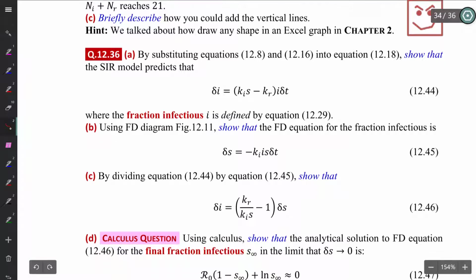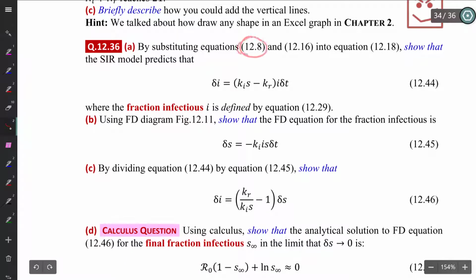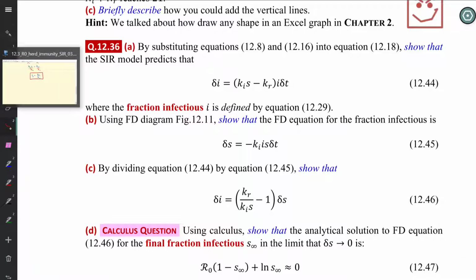just go through the algebra. So it says by substituting equations 12 and 16 into 1218, show that the SIR model predicts this. Alright, so we have, actually that one's really simple. So let's skip through A and B and we'll get to the last one because it's kind of a slightly unusual version of algebra. So part C, what we're going to do is we're going to divide one equation, the one up here that we got, and equation 1245, which is this guy. We're going to divide one equation by the other. So what does that mean? Well, what that means, let's do this.